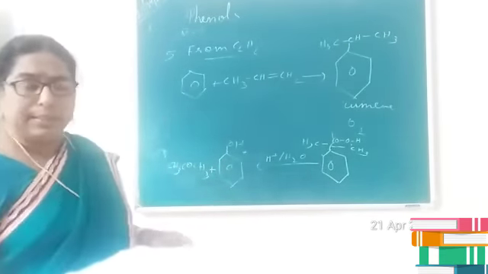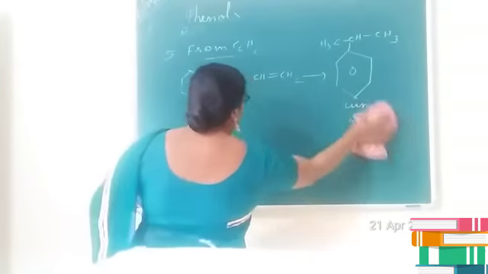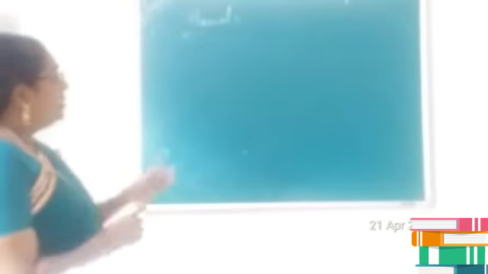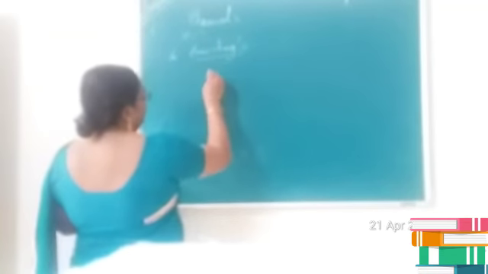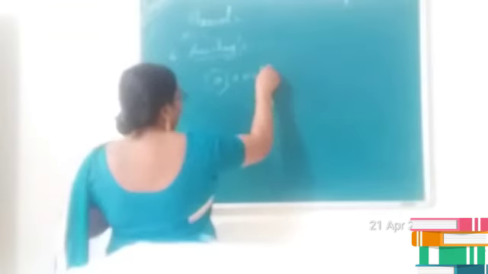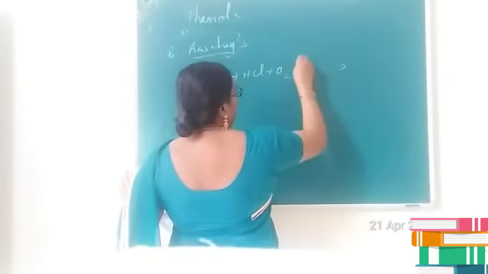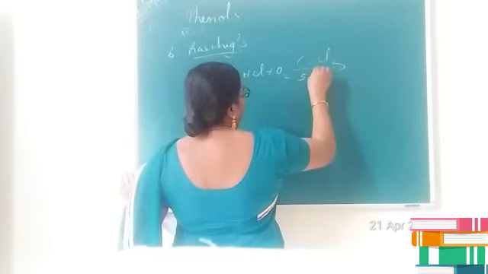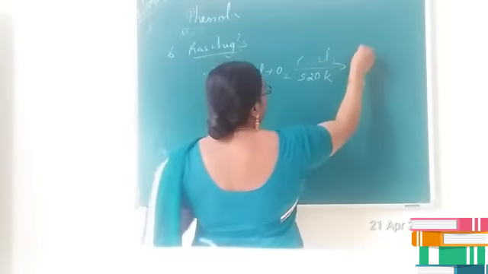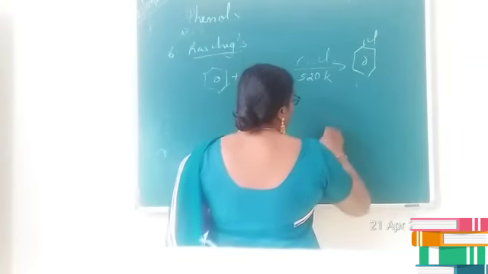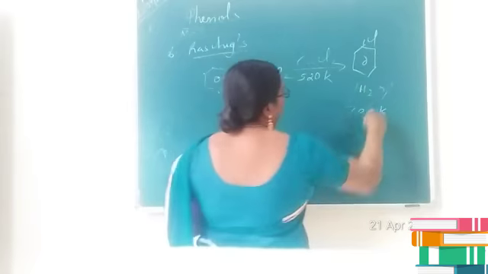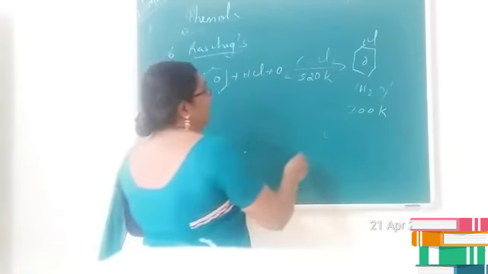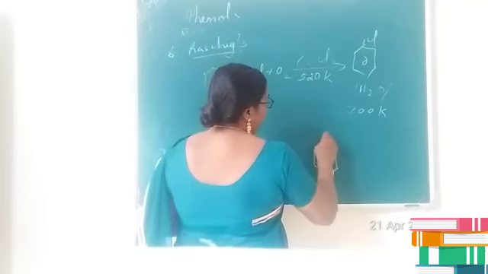The next method we can consider is the Raschig process. Do you remember we did the Raschig process for the preparation of chlorobenzene? Benzene reacts with HCl along with oxygen in the presence of copper chloride at about 520 to 570 Kelvin, and you will get chlorobenzene. This chlorobenzene, heated with superheated steam, gives phenol as the product. Is it clear, children?